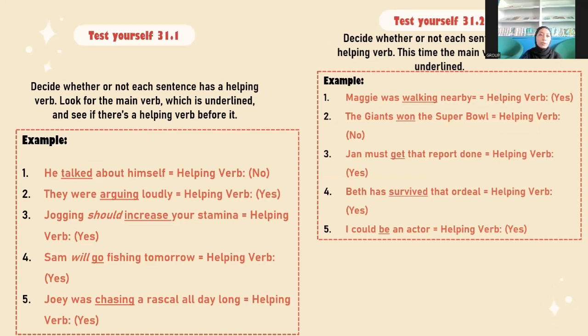Test yourself 31.1. Decide whether or not each sentence has a helping verb. Look for the main verb, which is underlined, and see if there's a helping verb before it. Example 1. He talked about himself. Helping verb: no. And 2. They were arguing loudly. Helping verb: yes.